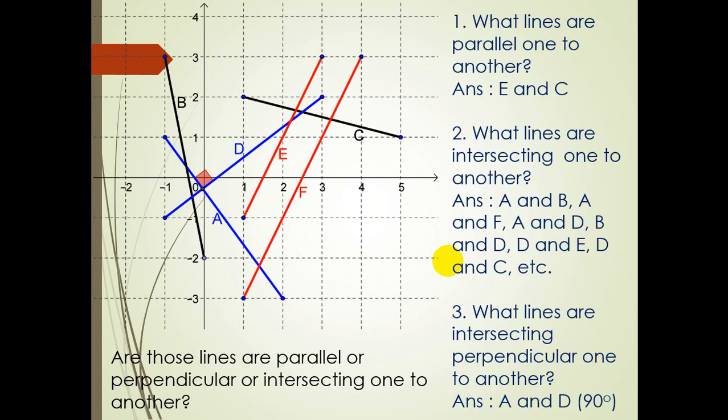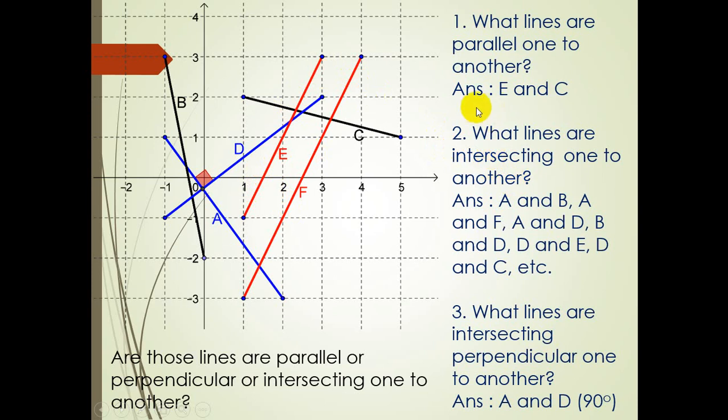Number 1. What lines are parallel one to another? I think the answer is E and C. As you can see here, red line E and red line C. If you want to measure the distance between these lines, it is equal from any points as long as in that number line.